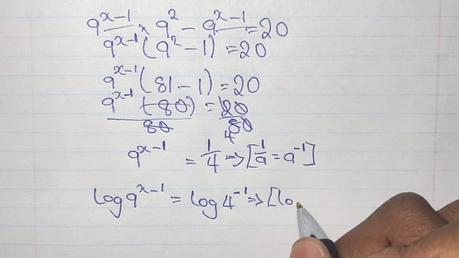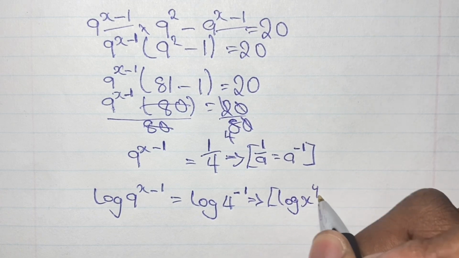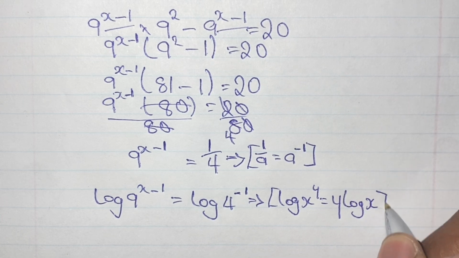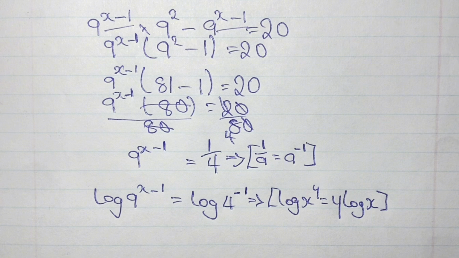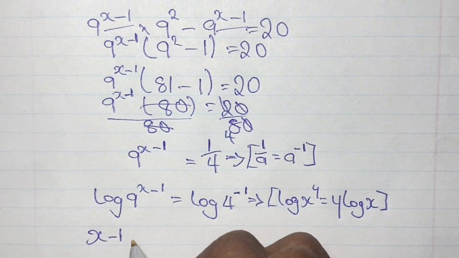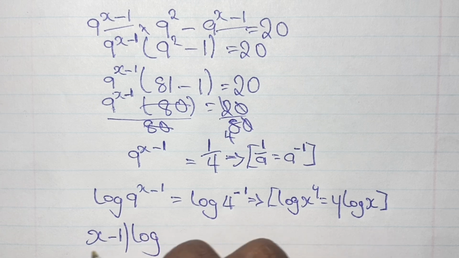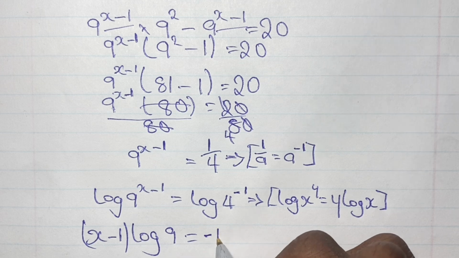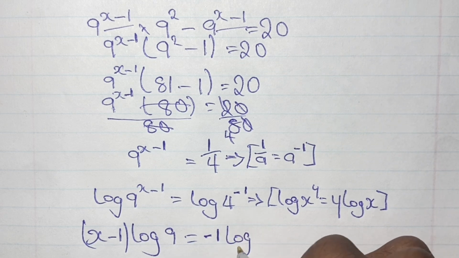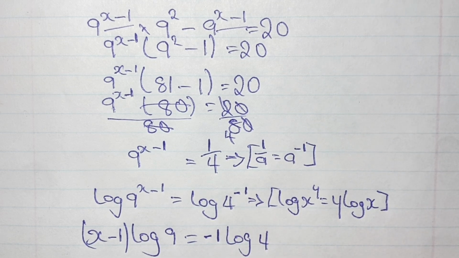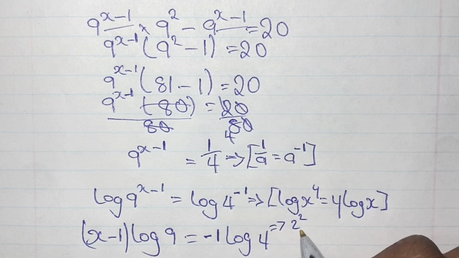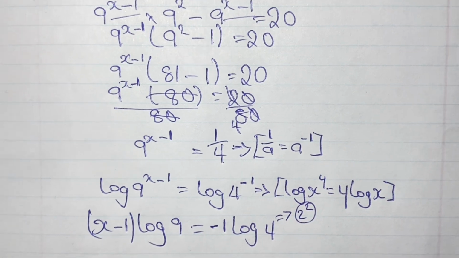And then we can rewrite this again using this logarithm rule, where we have log x to the power of y is equal to y log x. This means that we take the index x minus 1 and write our equation as x minus 1 log 9 is equal to negative 1 log 4. And we know that 4 is the same as 2 squared. And please take note of this, as we'll be using this as we go along.